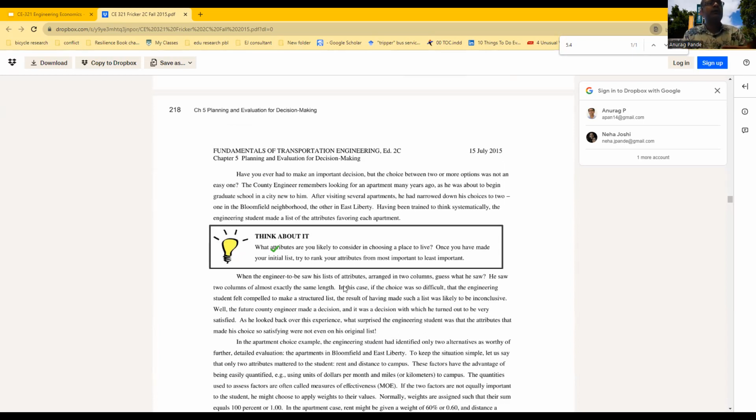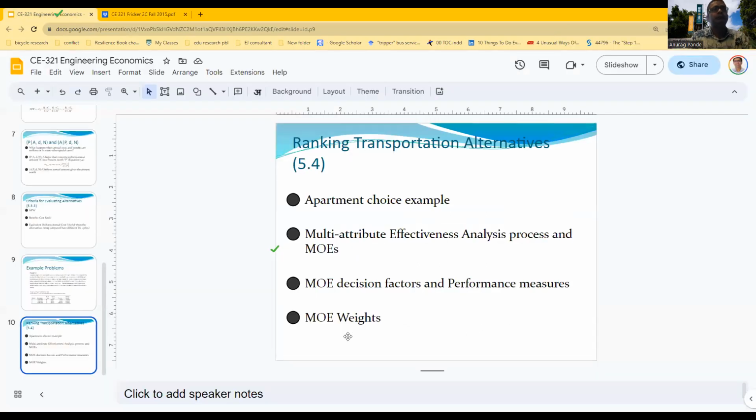Sometimes you have to think about the rent being a factor, and how far you are from campus being a factor. So that becomes a multi-criteria problem. And again, in transportation, there are several of those, because there might be costs involved, there might be benefits involved, there might be other things that go on. So we have to account for that.